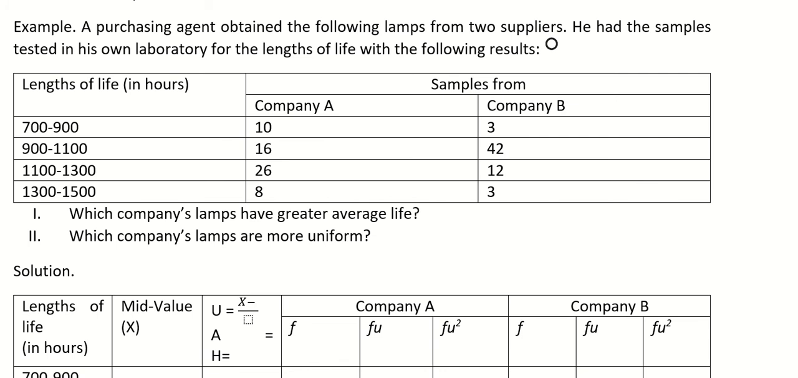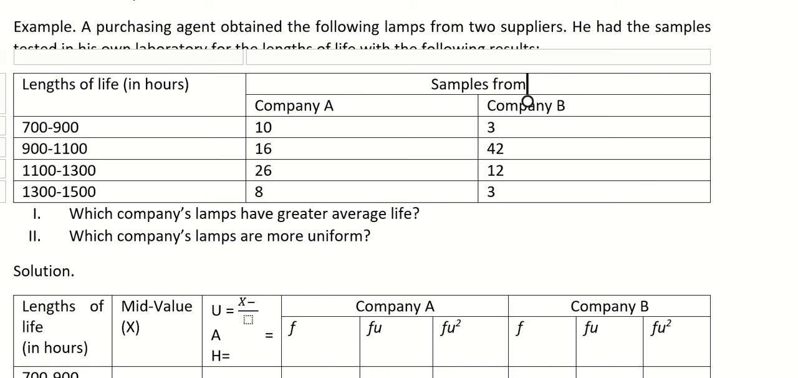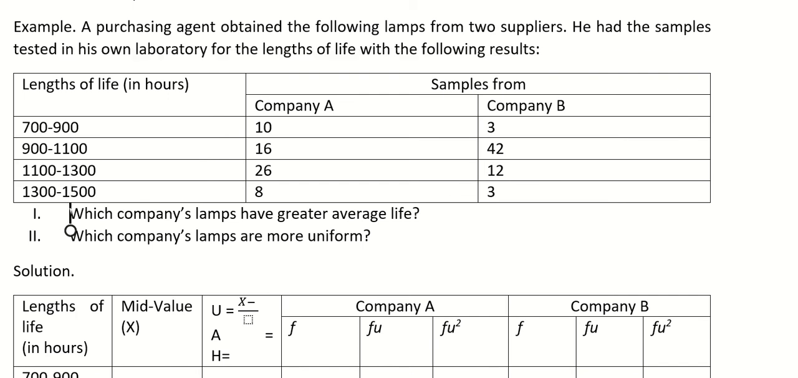He had the samples tested in his own laboratory for the lengths of life, with the following results. Here the length of life in hours of the lamps is 700 to 900 hours, 900 to 1100 hours, 1100 to 1300 hours, and 1300 to 1500 hours. And similarly, we have samples of company A and B.